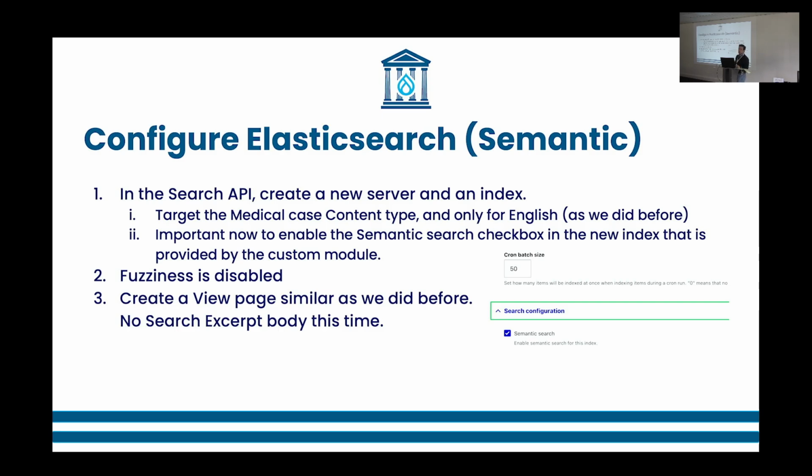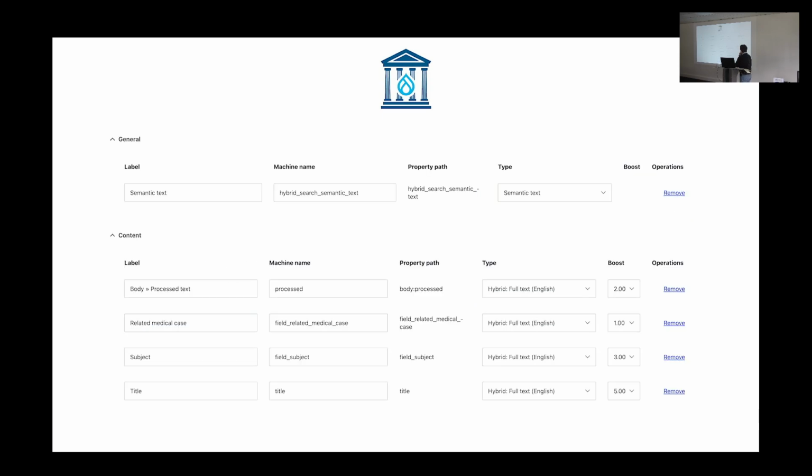And then finally, we create a view page similar to as we did before, but we are not going to use search excerpt body this time. So this is how it looks now in the field. I'm going to start with the bottom. We have the 4 fields as you know, the subject, title, with the related boost. But now you might ask, okay, why do we have boost now? Because we are not searching based on keywords, but based on the context. That will come later, because they are going to combine together.